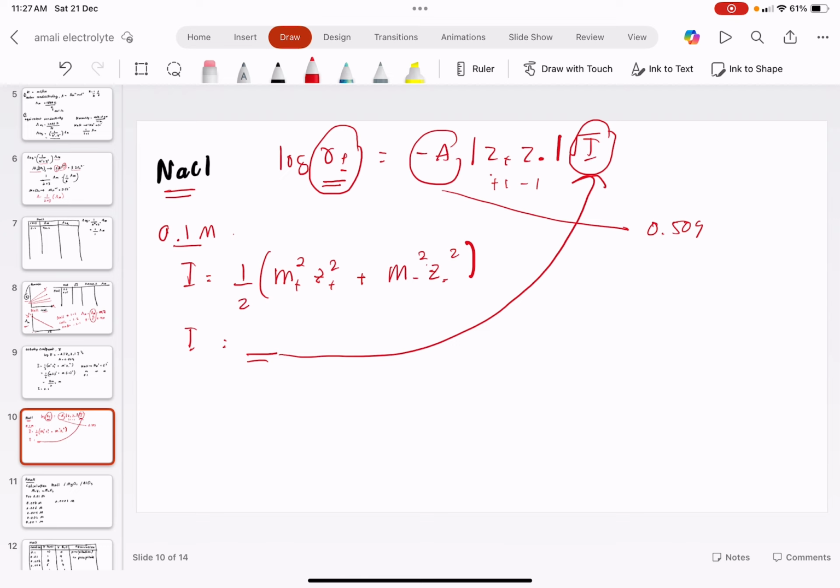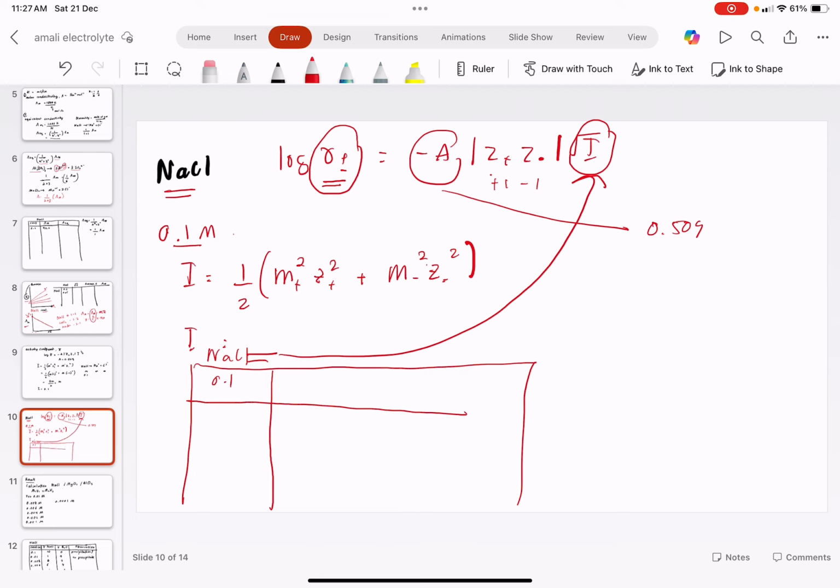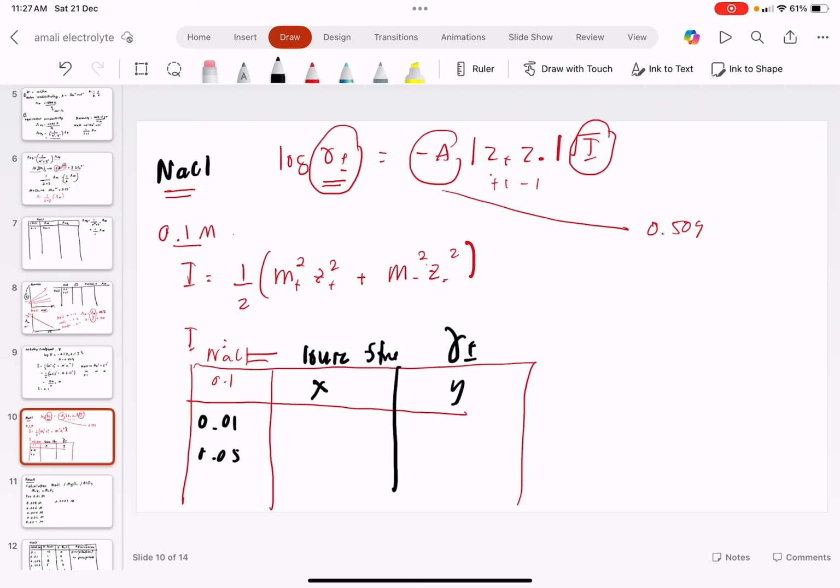Then you need to come up with the tables. You have NaCl, and you write down the concentrations. We have 0.1, and you can also have the ionic strength here, and then the activity coefficients for NaCl. So what will be the value here? Then you can repeat for 0.1 molar, 0.05, and so on.